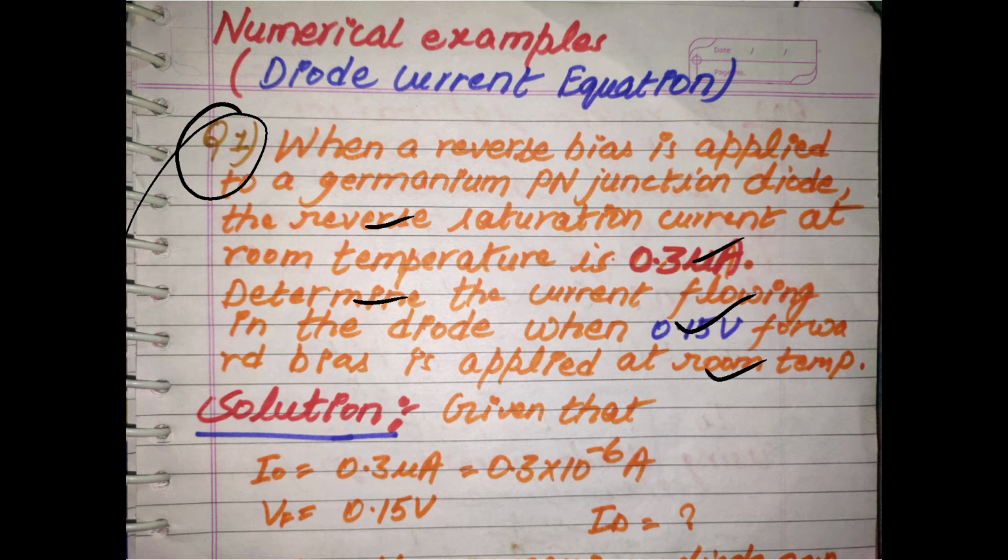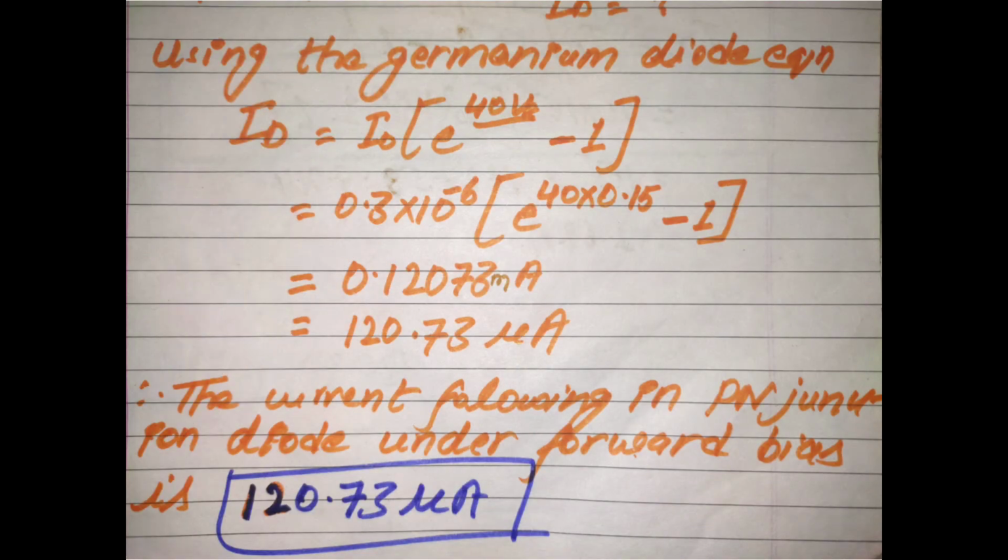In this question our given quantities are: reverse saturation current I naught equals 0.3 microampere, and forward bias potential equals 0.15 volt. We have to find the diode current. So we apply the germanium diode equation: ID equals I naught into (e to the power 40 Vf minus 1).